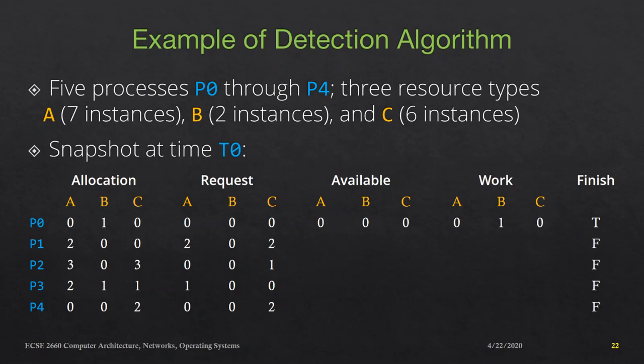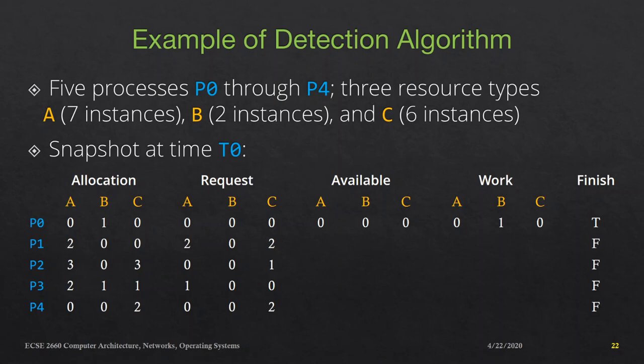But at this time, all our processes are requesting something that we don't have. 202, we don't have that. 001, we don't have that. We cannot finish any one of the processes. So right now we finished P0, and for P1, P2, P3, P4 we are in the deadlock state.